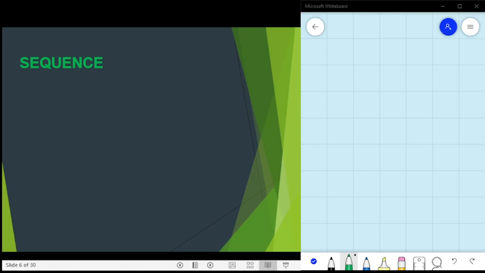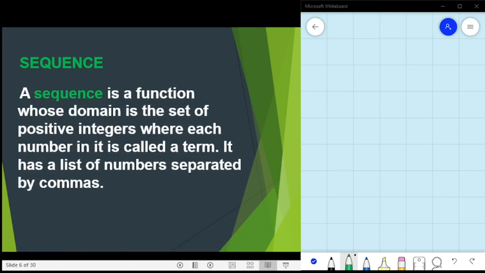Okay, what is a sequence? A sequence is a function whose domain is the set of positive integers where each number in it is called a term. It has a list of numbers separated by commas.